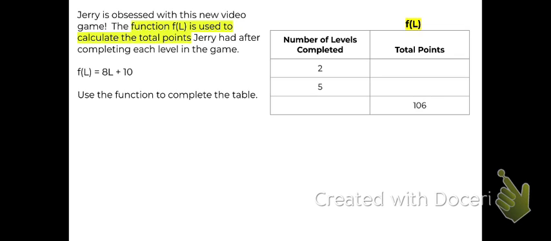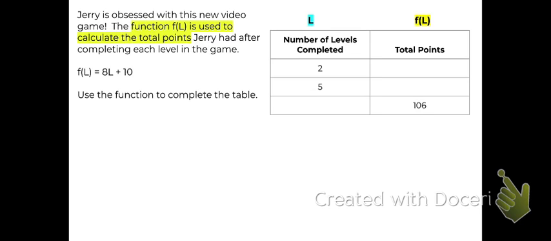That second column of my table is the f of L. So the number of levels must be L. And that makes sense. You're taking the number of levels and multiplying it by 8 and adding 10 to calculate the total points. The points depends on how many levels you completed. So now that we know this, we can now look at one box at a time.